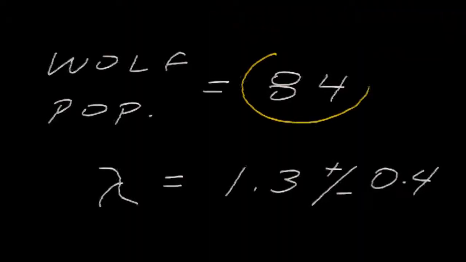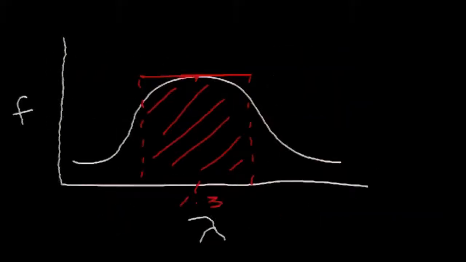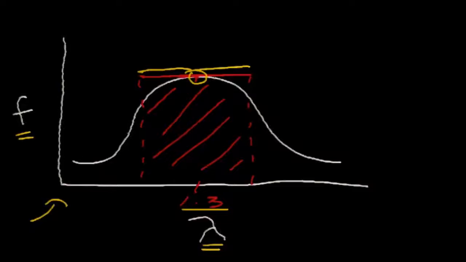So let's say our wolf population is 84, and we've estimated our lambda value to be 1.3 plus or minus a standard deviation of 0.4. We can express this information graphically, and perhaps you remember this graph from earlier. We have lambda on the x-axis and frequency, or the number of values representing lambda, on the y-axis. So here's our mean value also here. And if we go out one standard deviation in either direction, plus and minus, we expect that approximately 68% of our data would fall within the bounds of that plus or minus one standard deviation.